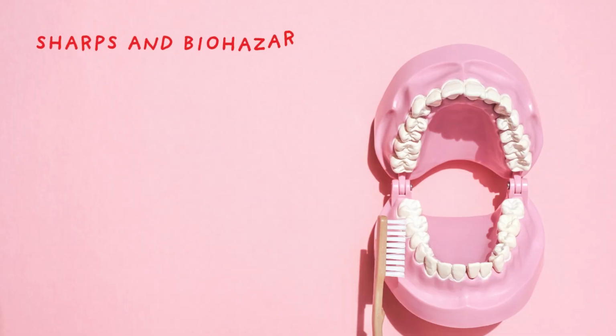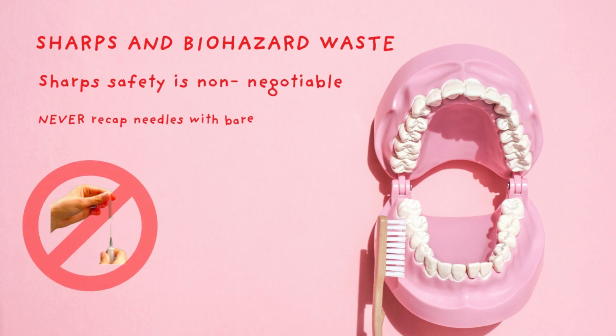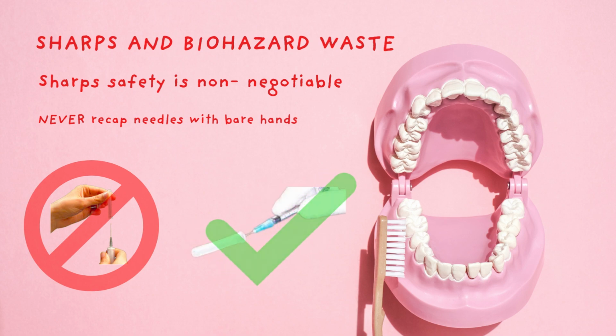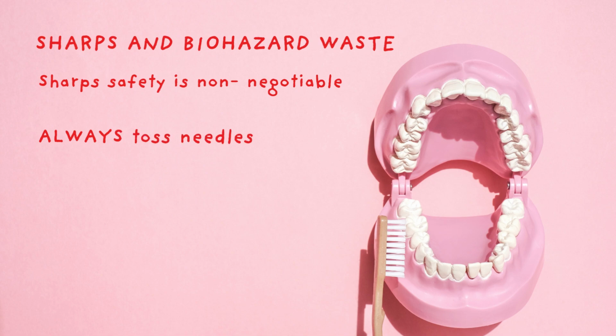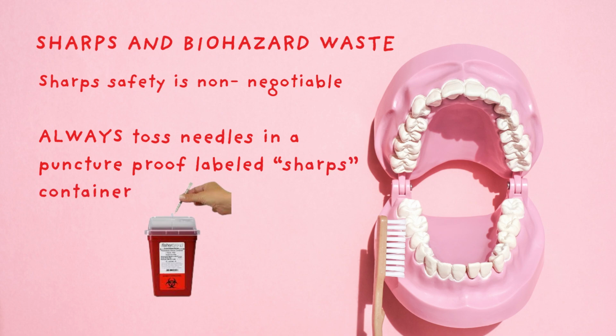Next is sharps and biohazard waste. Sharps safety is serious business. I'm telling you that right now. Never recap needles with your hands. There is a scoop method for that or a safety cap that you can use. And you want to make sure that you always toss them in a puncture-proof labeled sharps container. You do not want to throw this in the regular trash. Anything soaked in blood goes right into the red biohazard bag. Don't put this in the regular trash. Like, we don't play when it comes to infection control. This can cost you your license. So you heard it.